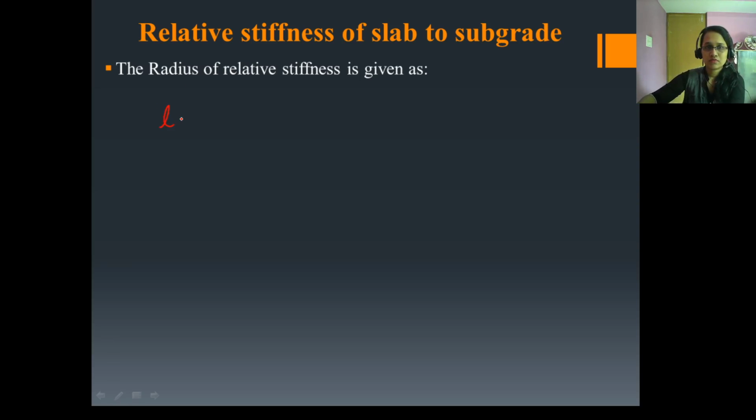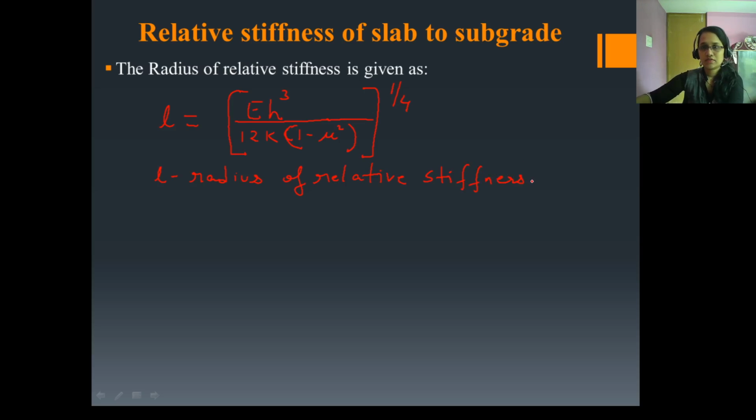L equals (E H cube upon 12 K (1 minus nu square)) raised to 1 by 4, where L is the radius of relative stiffness, which is given in centimeters.